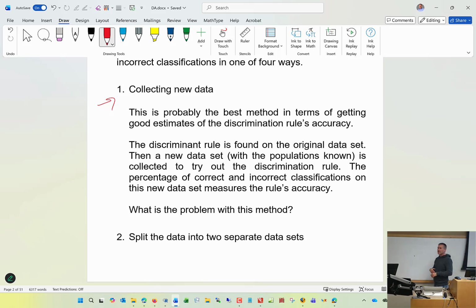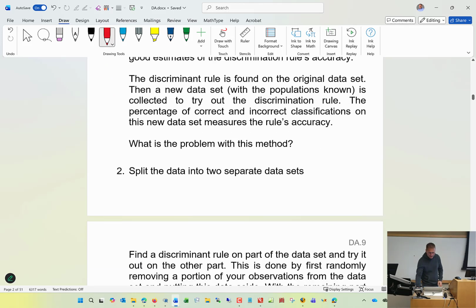What's the problem with going out and having to collect another sample? Perhaps this might be a little bit too obvious. Suppose you're having to pay for it. Okay? It's going to cost more money to go out and take another sample. It's going to cost more time. And so that's why often in practice, it doesn't happen. So what can we do instead?